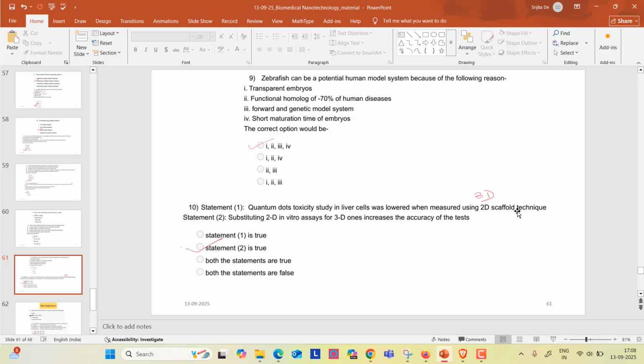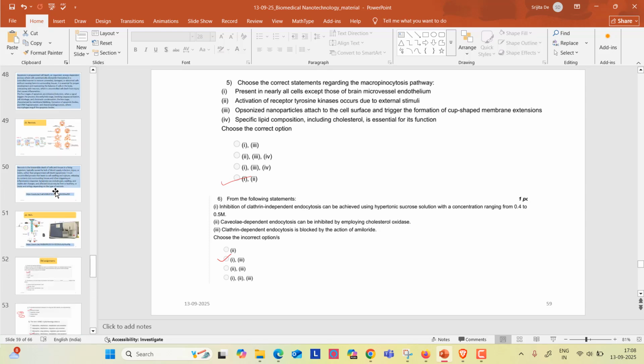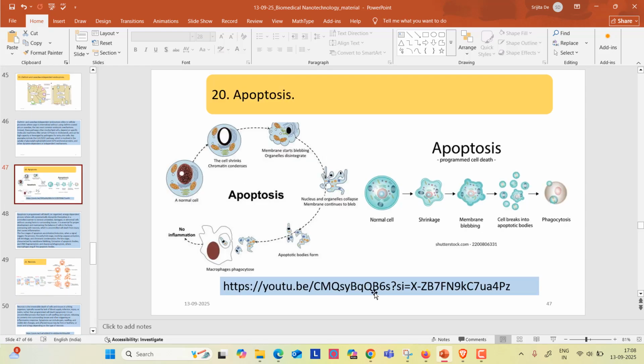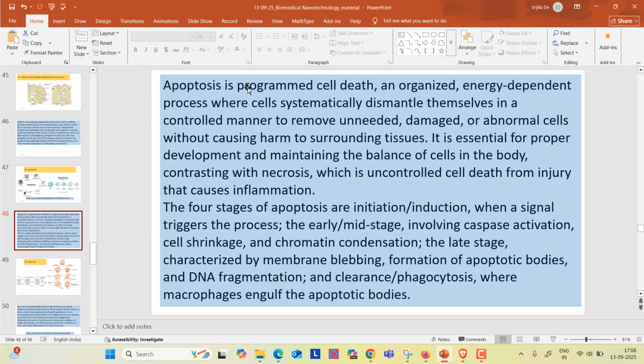Okay. We are leaving with some extra questions. So what is apoptosis? You can see the video later on your own. I am not going through the video, I am just explaining what apoptosis is. So apoptosis is a programmed cell death, right? An organized, energy-dependent process where cells systematically dismantle themselves in a controlled manner to remove unneeded, damaged, or abnormal cells without causing harm to surrounding tissues.